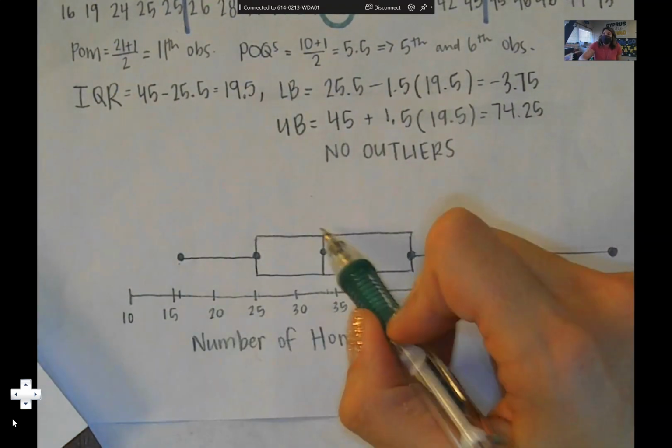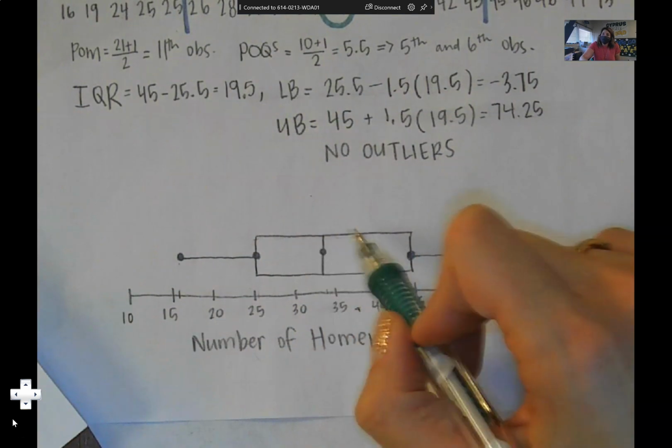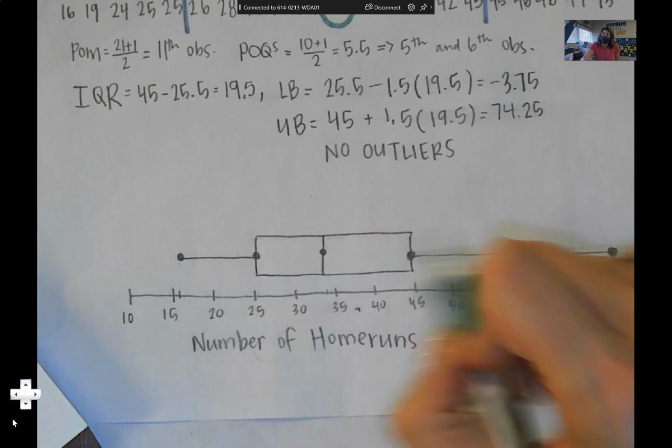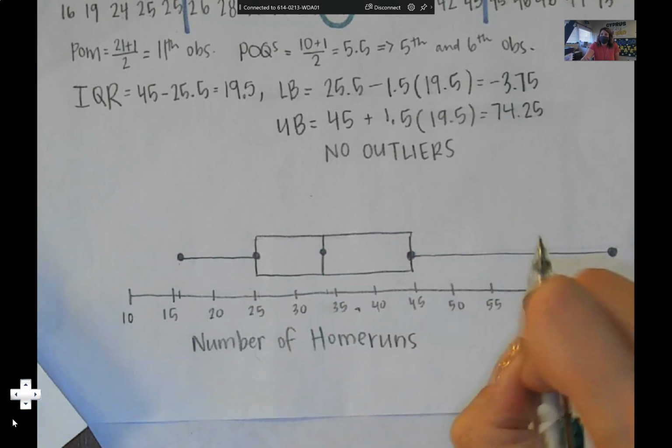So this is the middle 50% of the data. This is the bottom 25% of the data. This is the top 25% of the data.